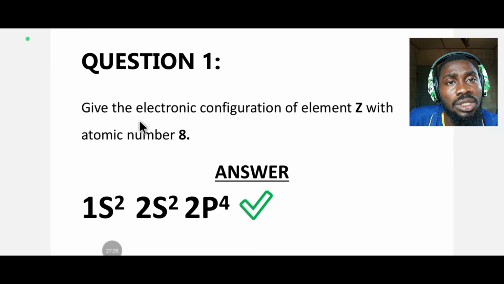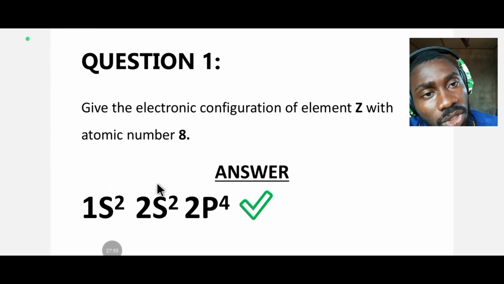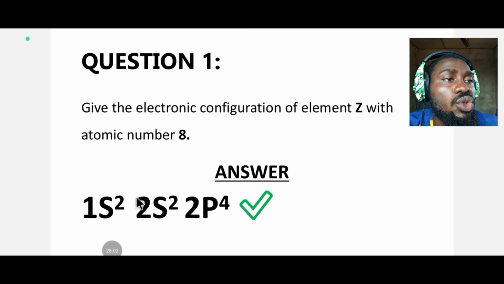Moving back to the question, it reads: give the electronic configuration of element Z with atomic number 8. So we already figured out element Z, we know it's oxygen, and the atomic number is 8. And this is the electronic configuration. This is our final answer. So just look at the options carefully and pick the option that matches this particular electronic configuration we have here.